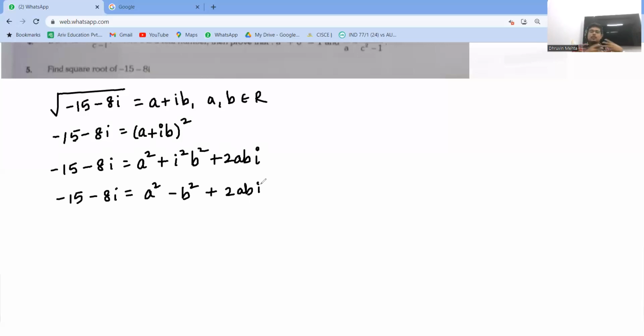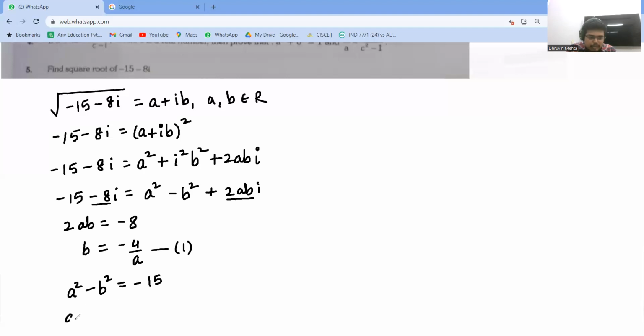Now you have to compare the real part with real part, imaginary with imaginary. So the imaginary part is 2ab, and on the left what is there? Minus 8, with the sign. Minus 8. From here we can say that b is minus 4 by a. Now the real part with real part, which is a square minus b square equal to minus 15.